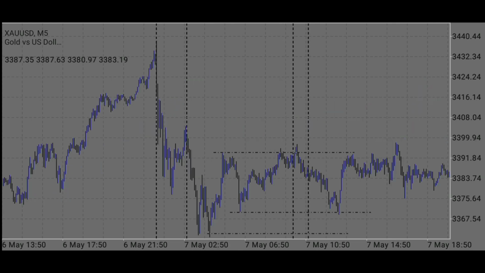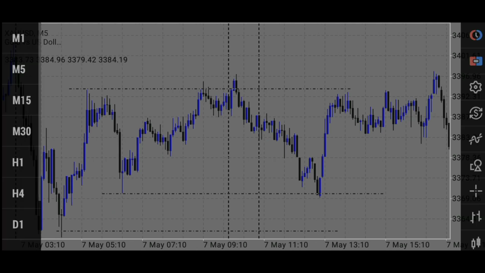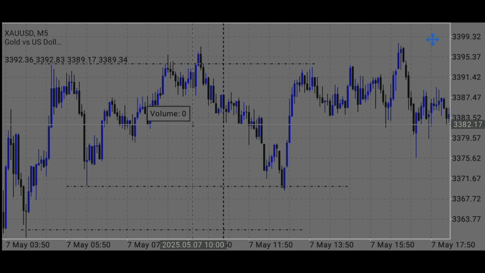Okay, so this is the first. This is the new day, 7th May. This is the Sydney session starting the day, and this is Asian. This is the Asian high, this is the Asian low. So we marked it, and we marked the close of the Asian session, and Asian closed here at 10 in the morning, and London started at 11 in the morning.